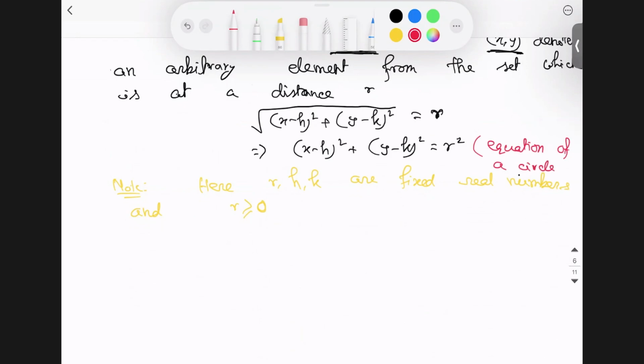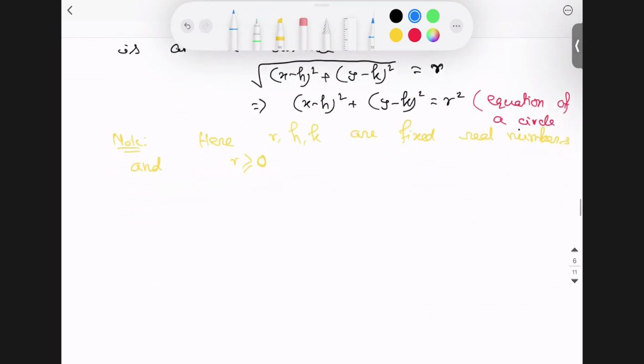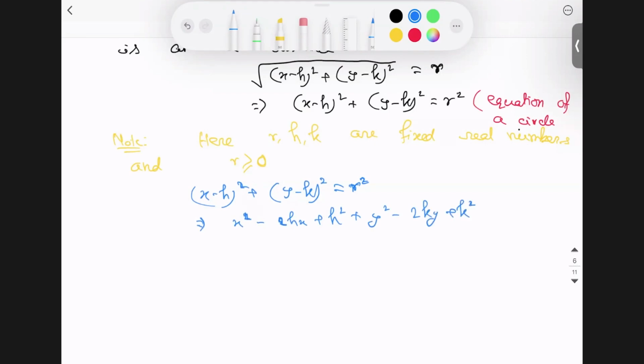Now one can generalize this equation a little bit. If I use the formula for the square, then what will happen? (x minus h) whole square plus (y minus k) whole square equals r square, right? x square minus 2hx plus h square plus y square minus 2ky plus k square equals r square. Fine.